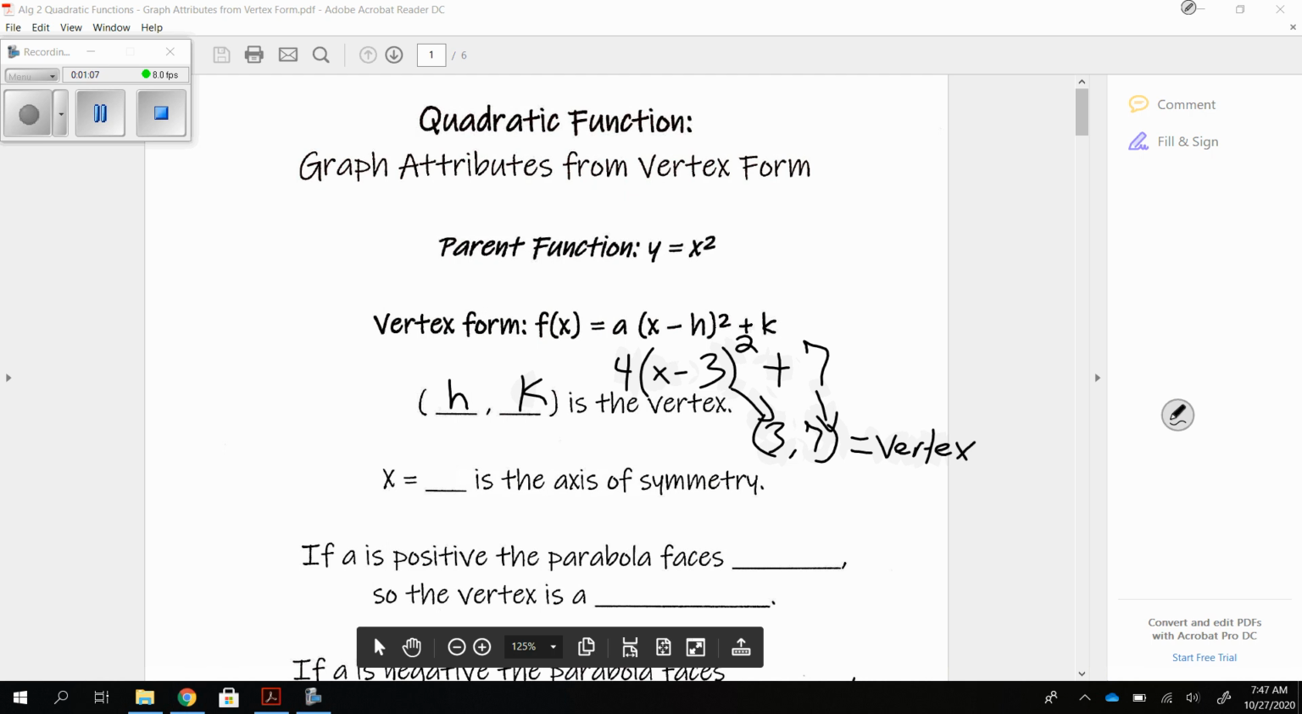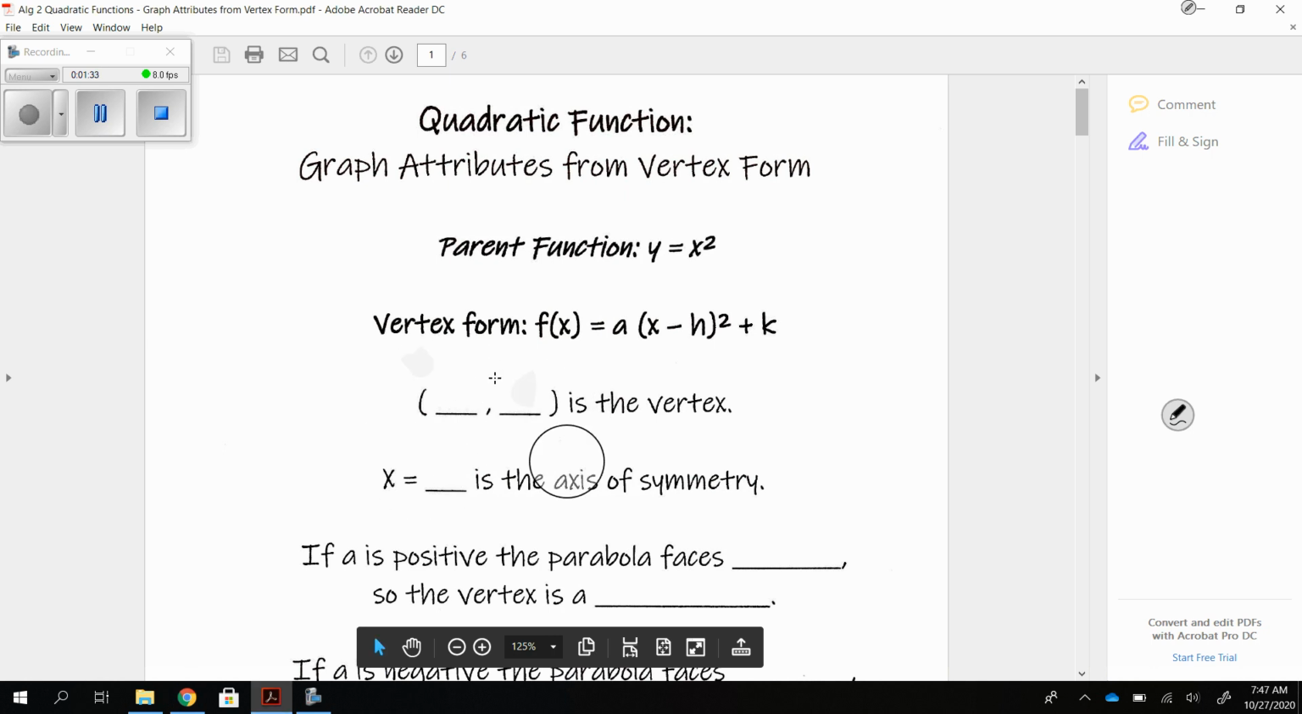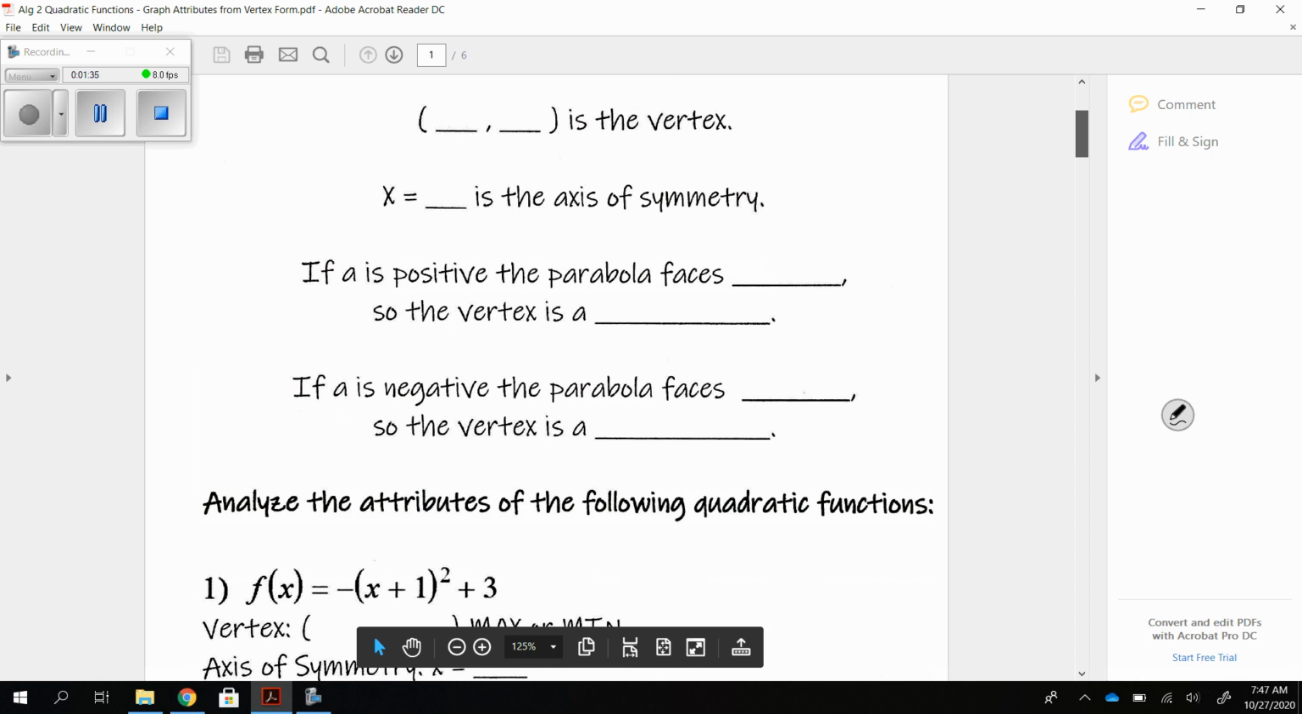All right. And x equals h is the axis of symmetry, which we should already know from what we learned before, because if you find the vertex, the x value, or the first one, is also the axis of symmetry. All right. So let me erase this. So again, just remember, h comma k is the vertex, and then x equals h is the axis of symmetry. All right, scroll down.